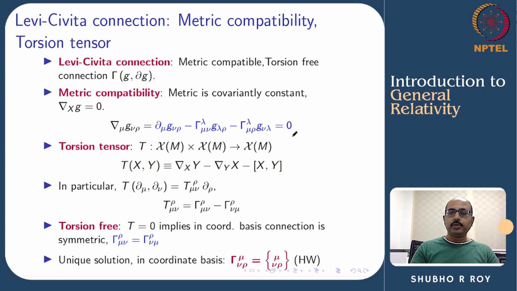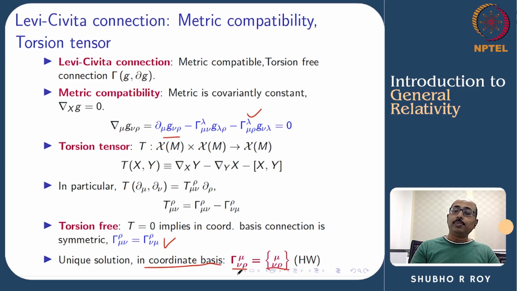If you start from this equation and try to work it out, if you use this symmetry and use this equation, after some manipulation, you should be able to solve for gamma in terms of derivatives of g, and you should be able to show that gamma turns out to be exactly the Christoffel symbol. So, in coordinate basis, the Levi-Civita connection, which is metric compatible and torsion free, is equal to the Christoffel symbol.